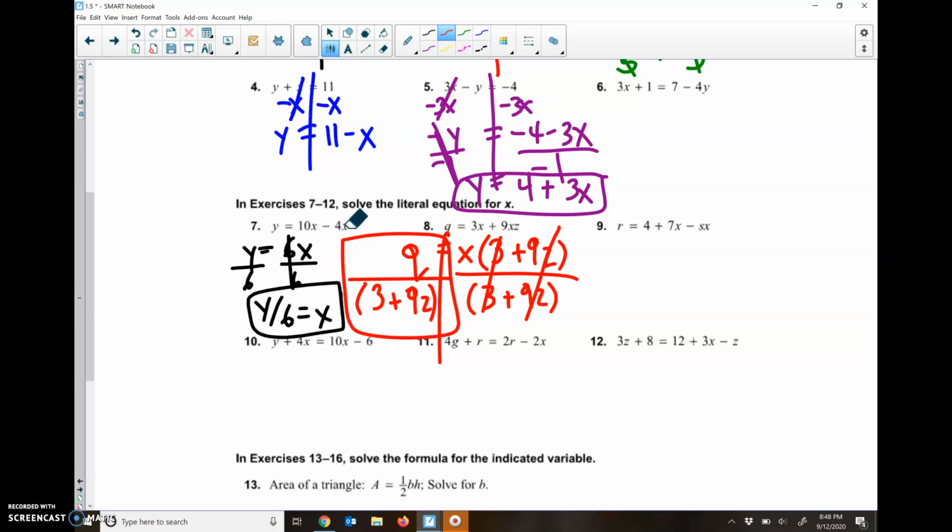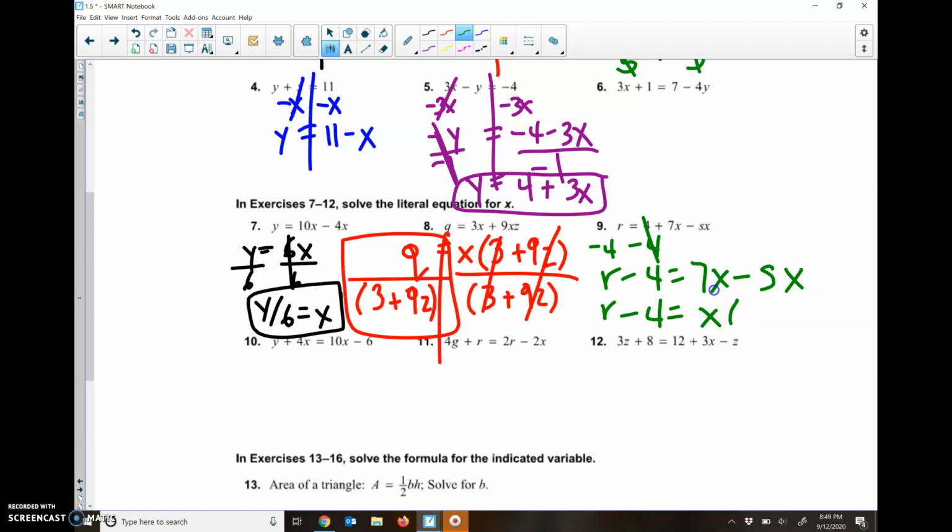You've got to distribute, and that makes it a little tougher. Okay, same thing's going to happen here. I've got r equals 4 plus 7x minus sx. So I'm going to subtract 4 first, and I end up with r minus 4 equals 7x minus sx. Same thing, the right side now has an x in common, so I'm going to undistribute that x.